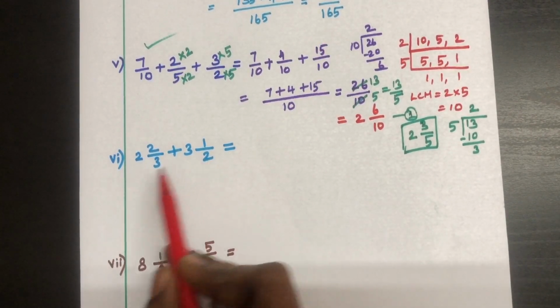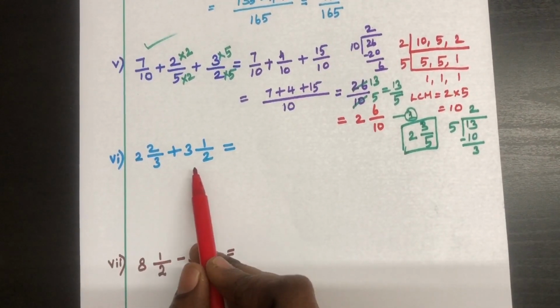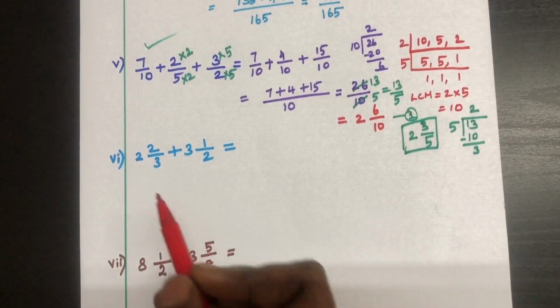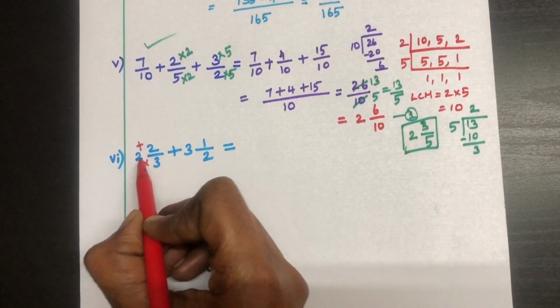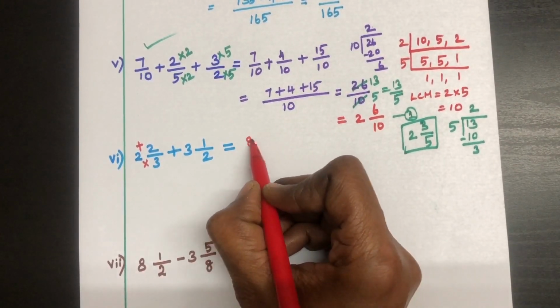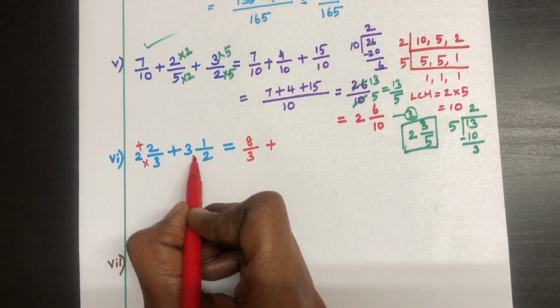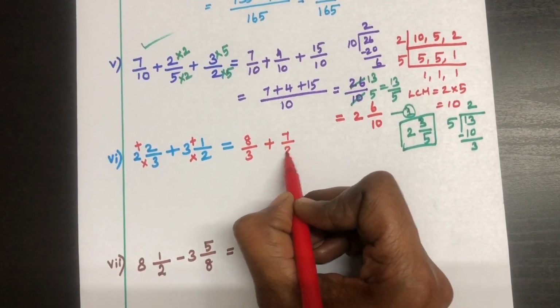Now the sixth question. See the mixed fractions here. We are going to add two mixed fractions. How to add? See, first make it into an improper fraction. 2 into 3, 6 plus 2 is 8, so 8 divided by 3, plus. How to make it? 3 into 2 is 6, 6 plus 1 is 7 divided by 2.